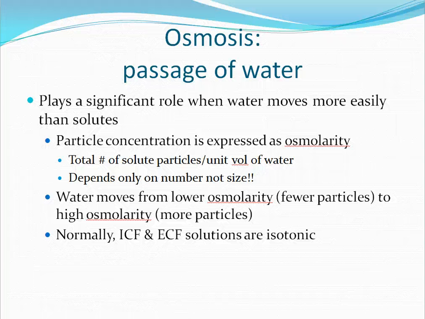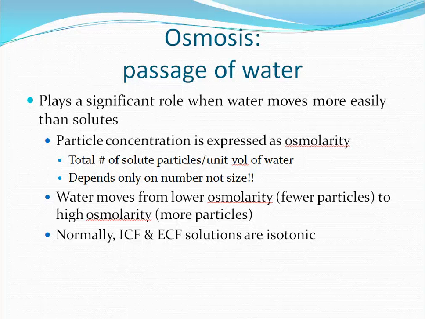Particle concentration is expressed as osmolarity. Osmolarity is described as the total number of solute particles per unit volume of water. It is important to understand that osmolarity depends strictly on the overall number of particles, or the absolute number of particles, not on their size. As long as, for example, there are 10 particles on either side of the membrane, the cell is said to be balanced. It does not matter if the particles on one side are huge and the particles on the other side are very small. As long as there are the same number on both sides, the cell is said to be balanced.